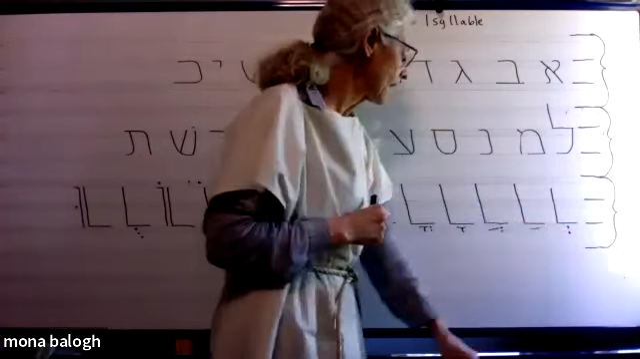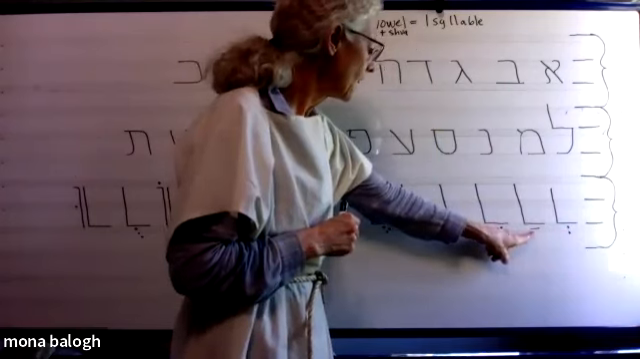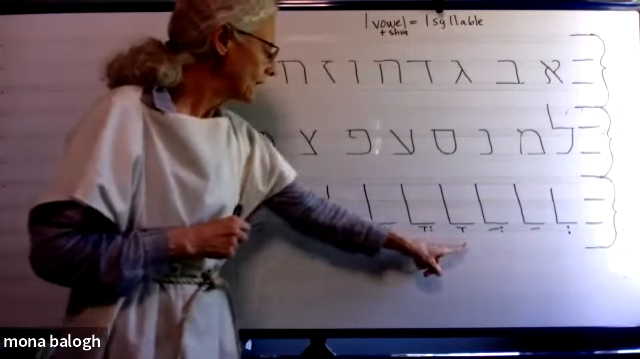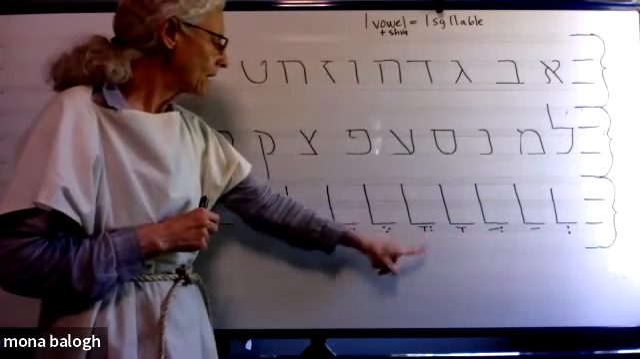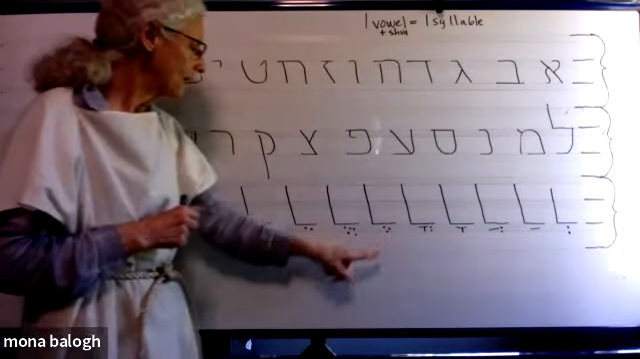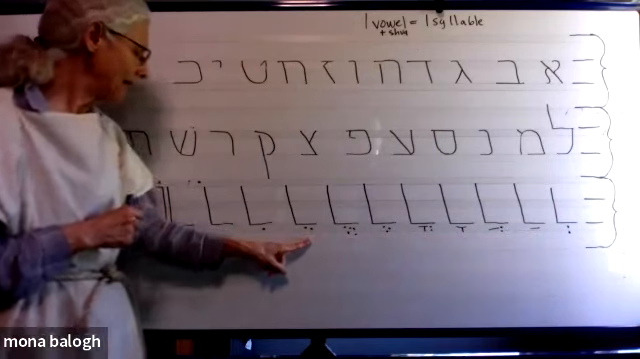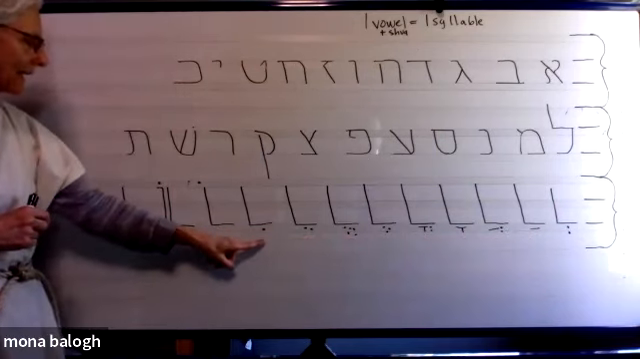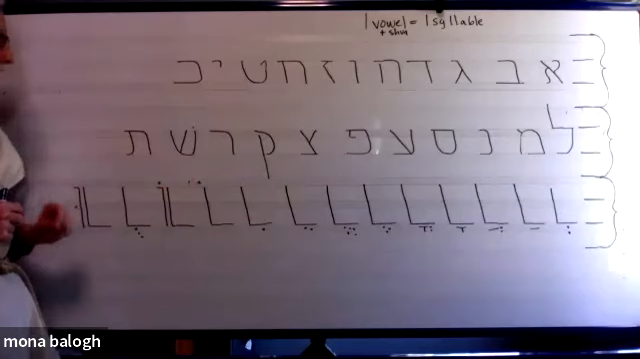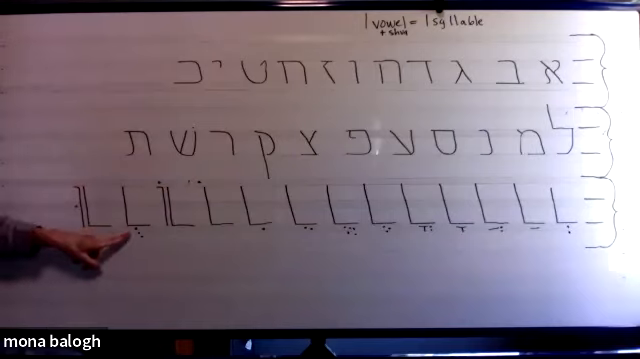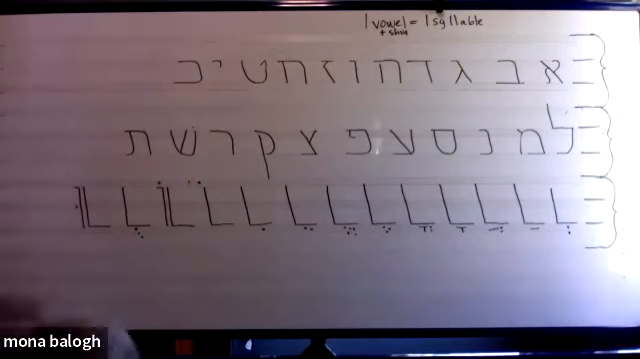Okay, let's do this together. Shava stops the sound. Patach, ah. Hatef patach, ah. Kamatz, ah. Hatef kamatz, ah. Segol, eh. Hatef segol, eh. Seire, a. Hirek, ee. Holam, o. Vav, o, or holam vav, o. Kubutz, u. And vav, u, also known as shurek, u.